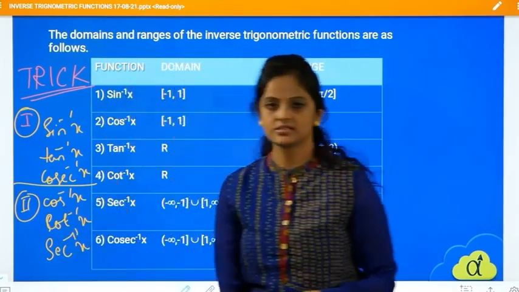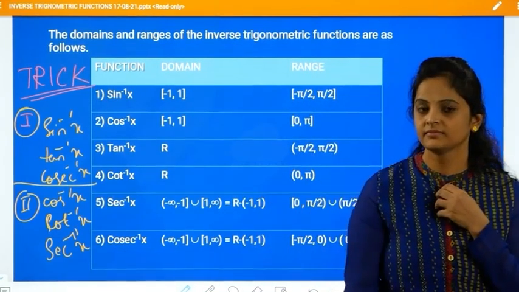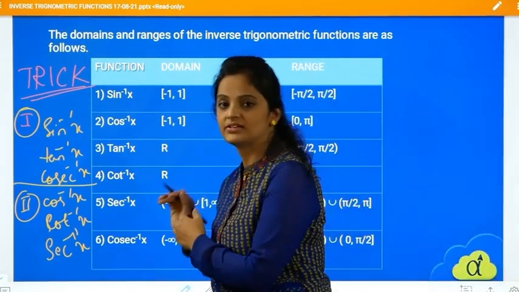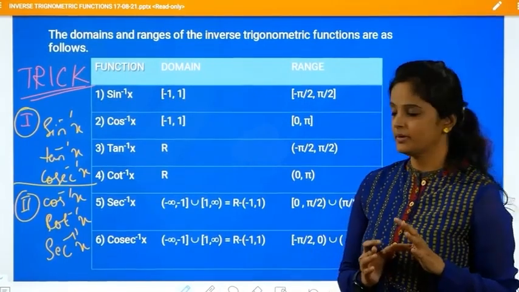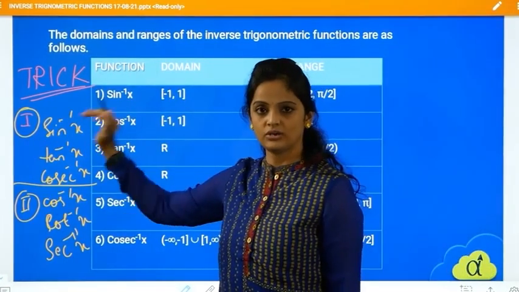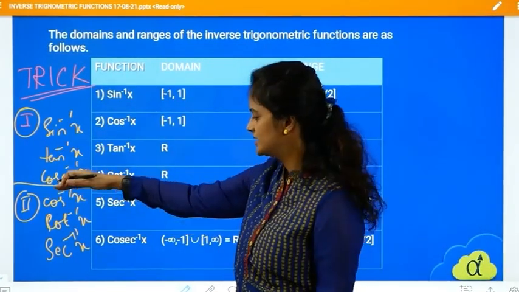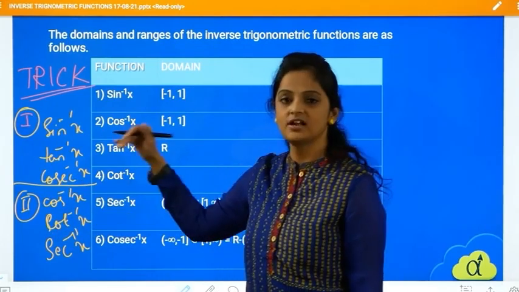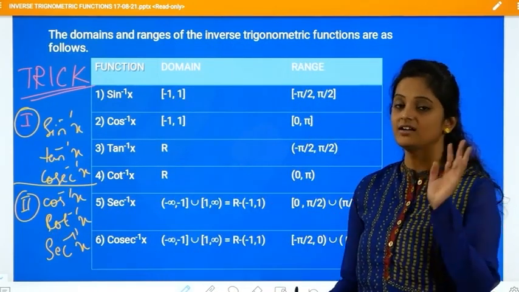Can you remember this for me? Because I am telling you the trick here. So this much you have to remember. These 3 are in one group. They are best friends, and these other 3, cos inverse, cot inverse and secant inverse, are a second group.